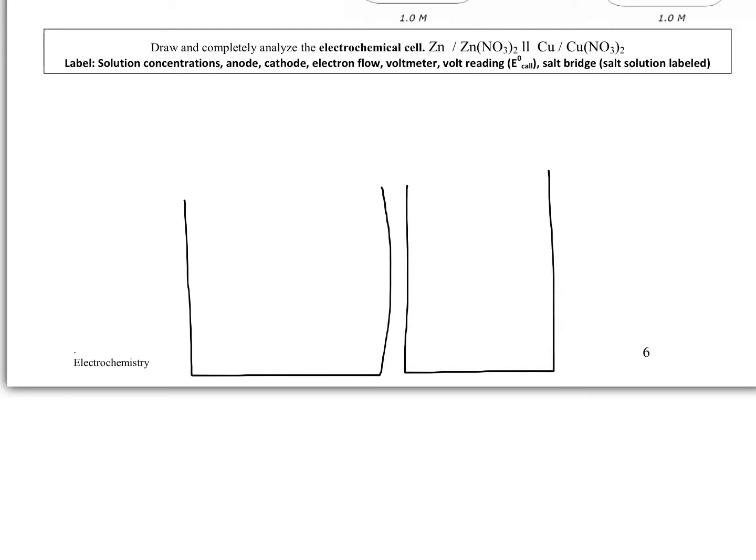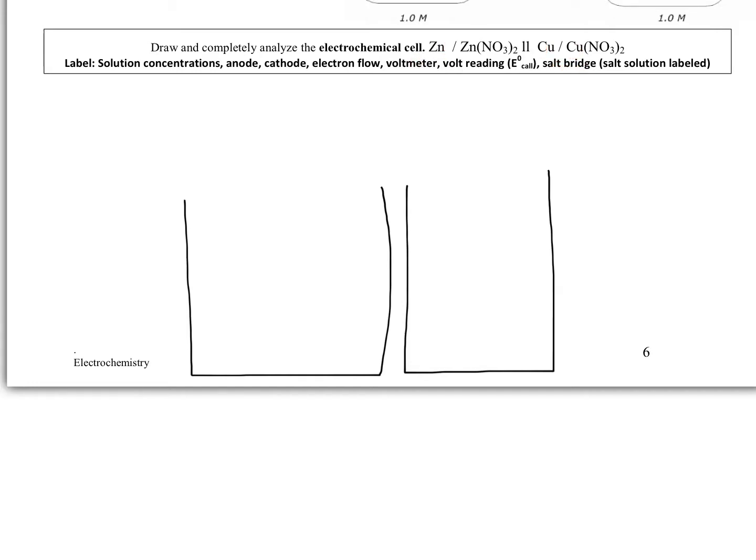So let's check your homework. Your homework was to actually draw out the cell, labeling everything for this electrochemical cell, where zinc and copper are our two electrodes. We're not sure which one is the anode or the cathode. These aren't written in any specific form. We need to draw out our solution concentrations, anode, cathode, electron flow, voltmeter, volt reading, and the salt bridge.